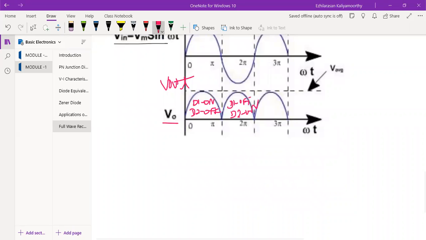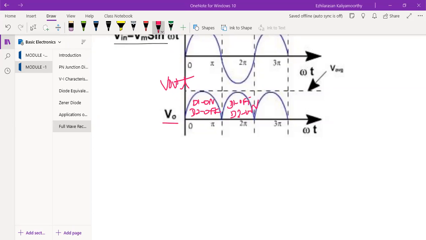Now what you need to do here is find out whatever terms we calculated for your rectifier; the same thing we have to calculate here also, like the average output voltage or average DC voltage, average current or DC current, average load current, then the ripple factor, then efficiency, then other things.